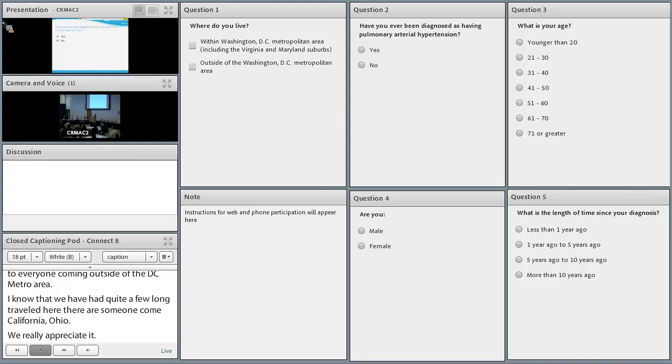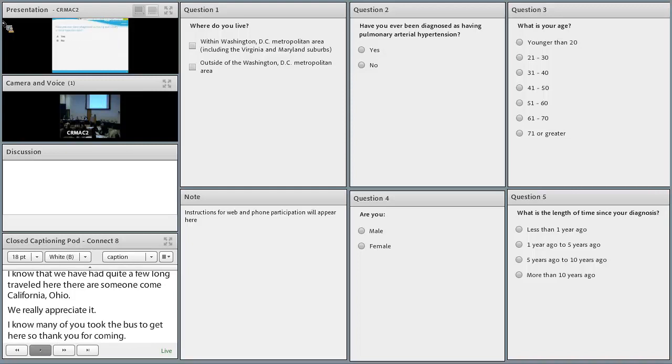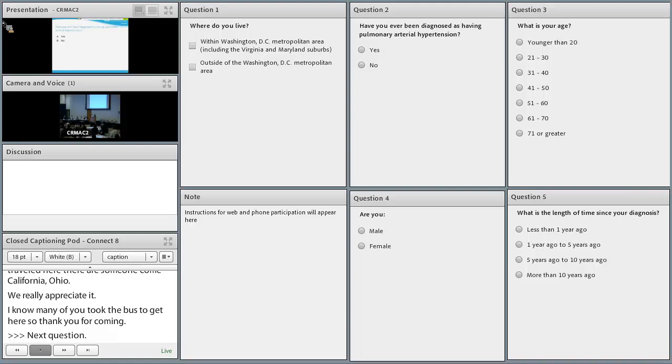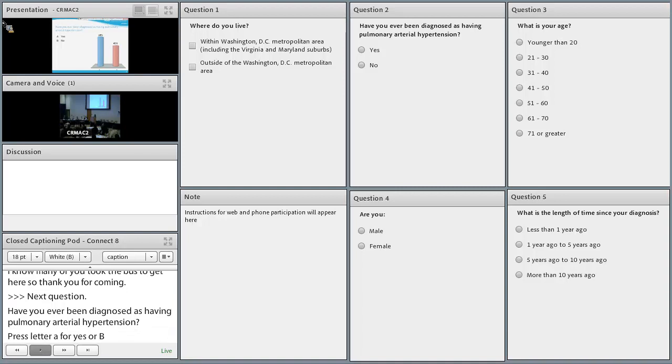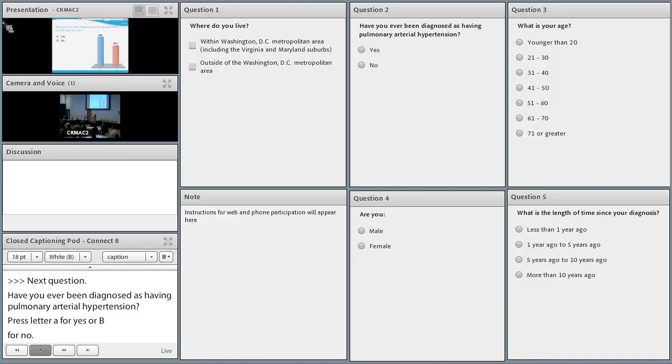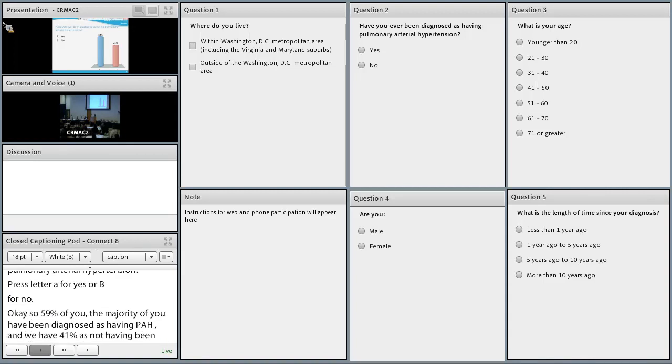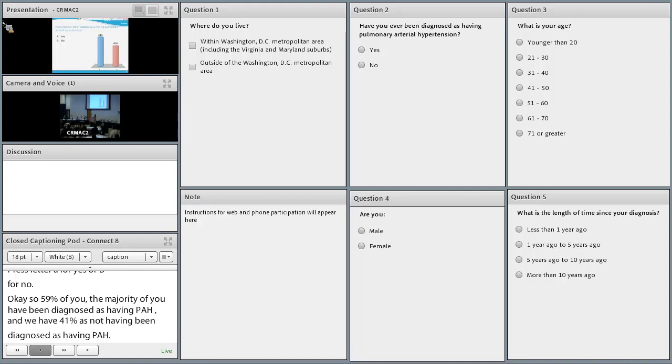Okay, next question. Have you ever been diagnosed as having pulmonary arterial hypertension? A, yes. B, no. Okay, so 59% of you, the majority of you have been diagnosed as having PAH, and we have 41% as not having been diagnosed as having PAH. We are thankful to all of you for being here and hearing the experiences that you have to share since your diagnosis. Next question.